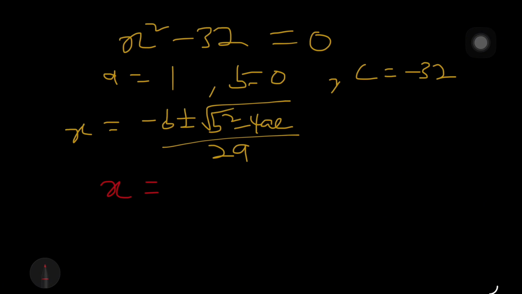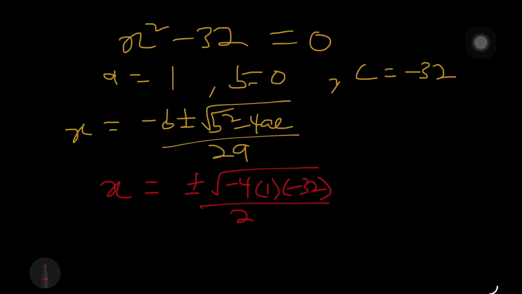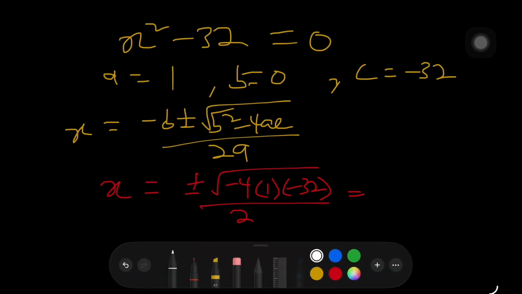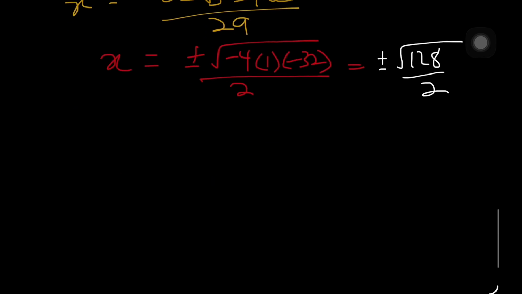x is equal to negative b. Negative of 0 is negligible, we don't write it. So we have plus or minus square root of b squared. 0 squared is still 0. So minus 4 multiplying 1 multiplying negative 32. This is going to be 128 all over 2 times 1, which is 2. So meaning we're having inside the bracket plus or minus square root of 128 over 2.